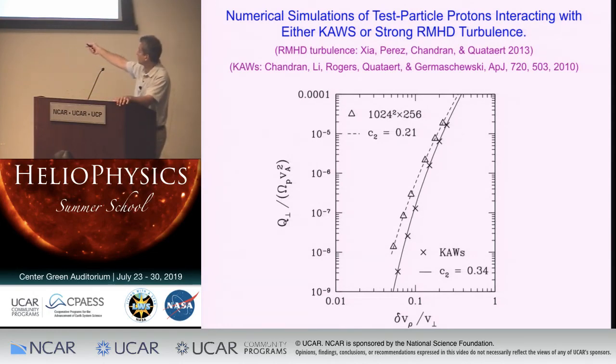Two types of numerical simulations are shown here. One is where we insert a test particle population of protons interacting with randomly phased waves. Those are the X's. Another simulation where we put test particle protons interacting with strong MHD turbulence. Those are the triangles. The dashed and solid lines are fits to our formula.